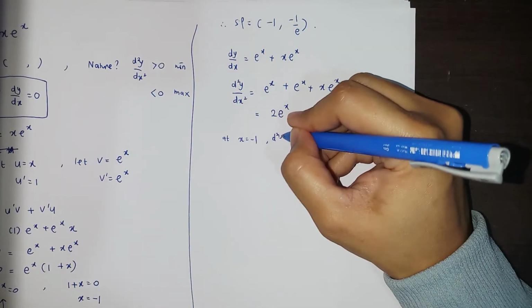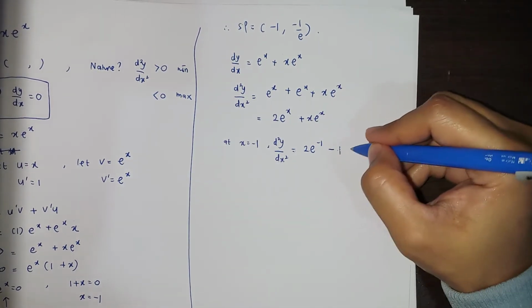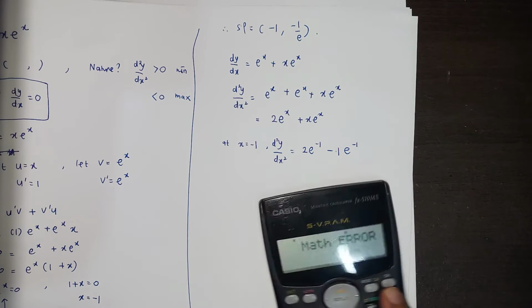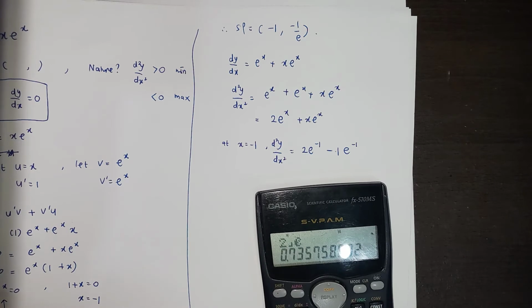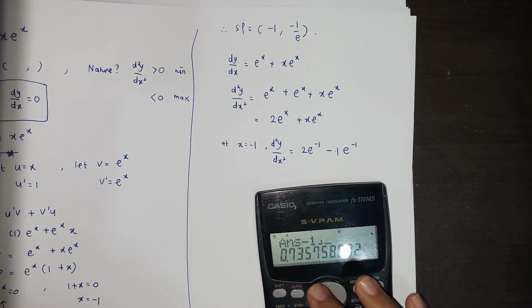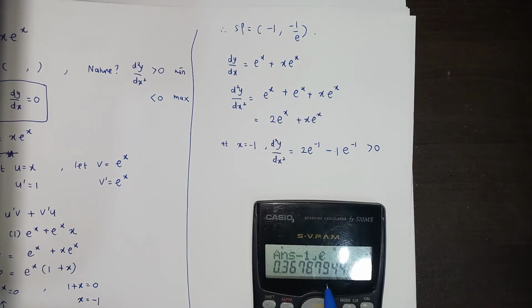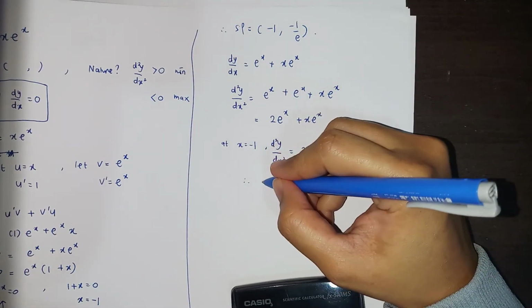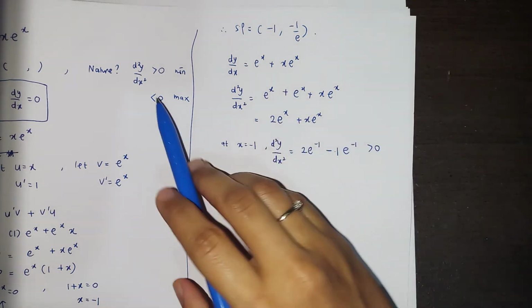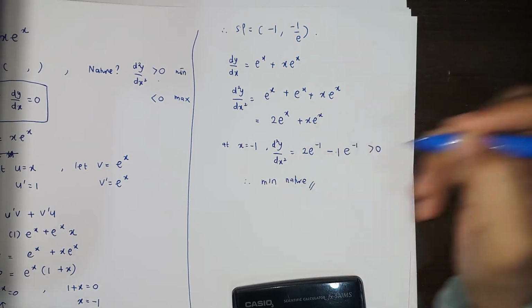So your d²y/dx² is equal to 2e^(-1) minus 1 e^(-1) as well. So you press your calculator. That is just 2 over e, and then we minus 1 over e. So that is just a positive value. I am not interested in what the value is, I just want to know whether it's positive or negative only. So therefore, it's greater than 0. Greater than 0 means minimum. So therefore, it's a minimum nature. That's it.